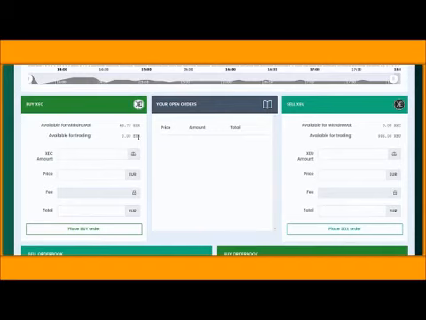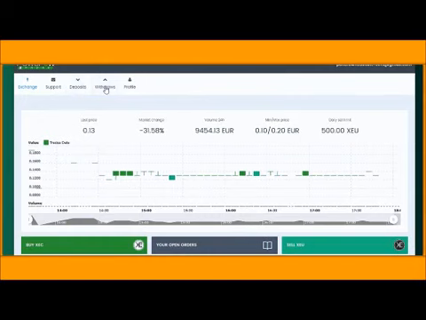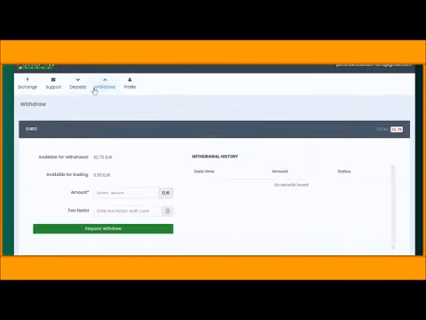So what I'm going to do is withdraw the cash. Oh, this is not where you withdraw. This is where you trade. In order to withdraw or deposit, you would click on withdraw in your top menu. So, available for withdrawal, 63.7 euros. So, I'm going to say 63.7.